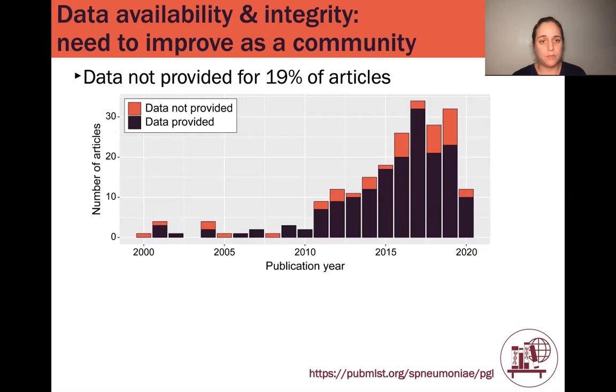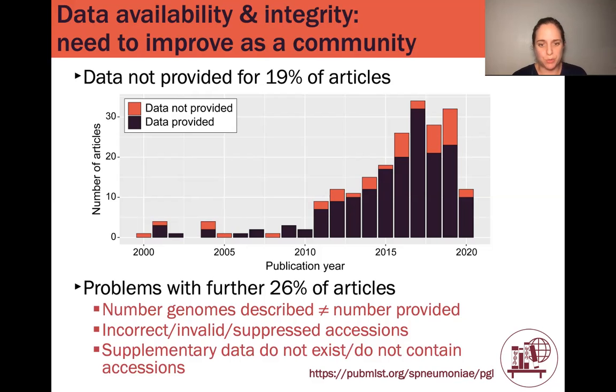And this was very interesting to note that 19% of our articles didn't include data, so they didn't share their data. And what I think is worth highlighting is that this is still occurring, so authors choosing not to share their data. Then when we looked at the papers where accession numbers were provided, we ran into some additional problems with 26% of the articles.